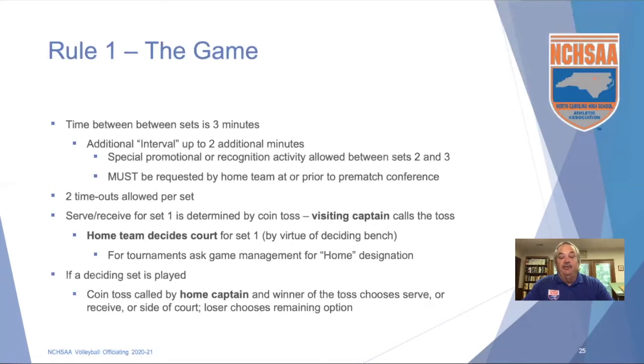Under current rules, there'll be a coin flip at the pre-match conference before the match, and the visiting captain will call that toss, and whoever wins the toss has the choice of serving or receiving. They can choose to serve or receive.